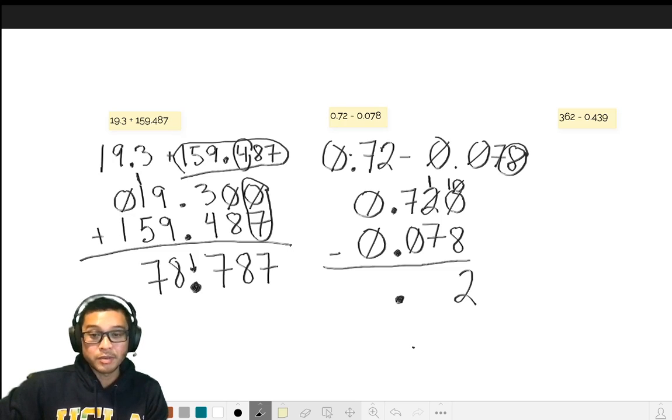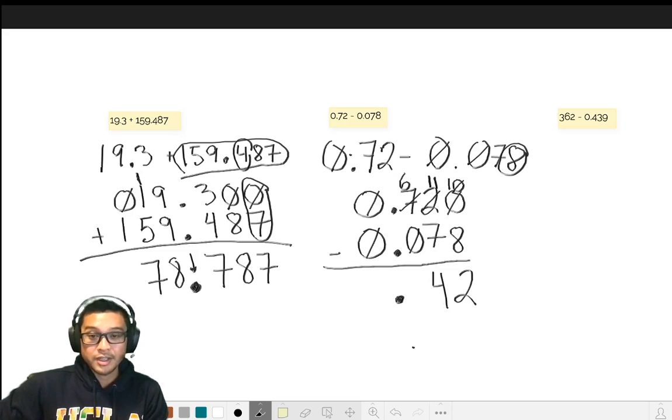And we do need to regroup. We can't subtract 7 hundredths from 1 hundredth, so we're going to regroup. We're going to take 1/10 away from 7/10 right here, so we're left with 6/10. And now up here, we're going to add the 10/100 that we took from here to that 1/100 we have here. And so now we have 11/100. And now we can do 11 hundredths take away 7 hundredths, and we're left with 4 hundredths.